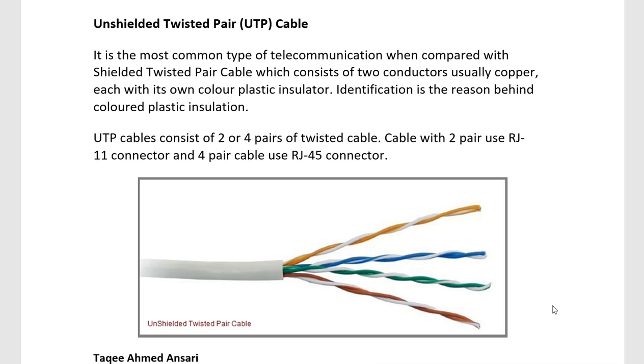Two pairs are basically used for telephone lines, analog signals, and four pairs of wires are used for data communication, mostly for digital networks and digital communications. These wires are in colors because of identification: when we connect the connector to this cable, we have to arrange the wires according to the standard model, and the color helps us arrange them.